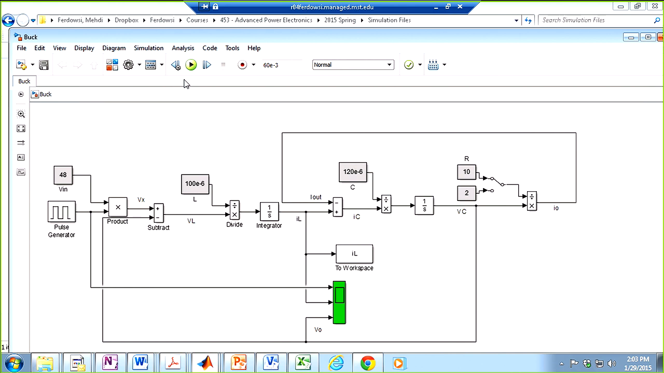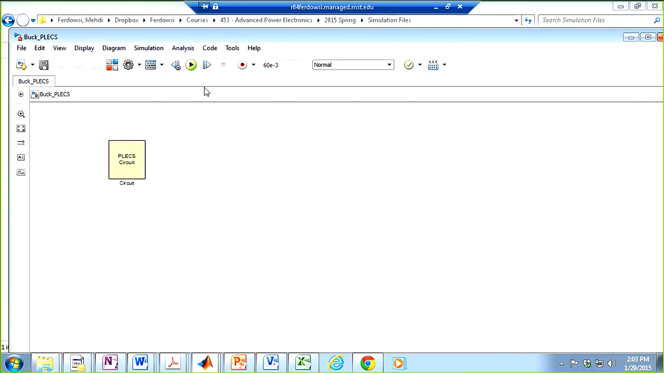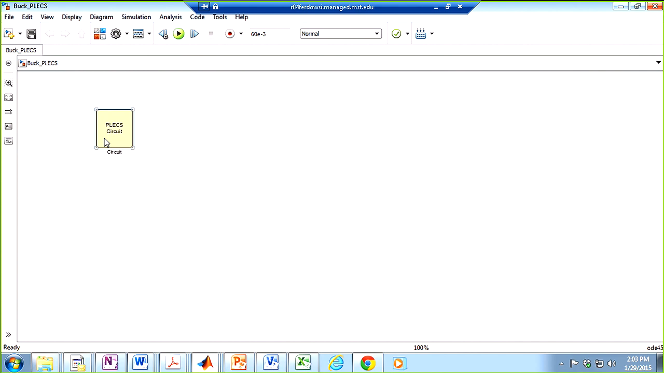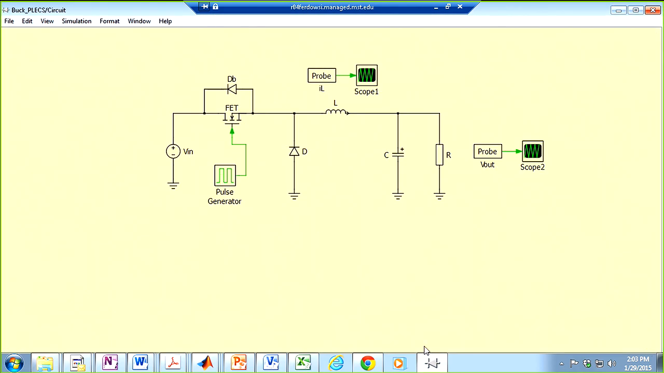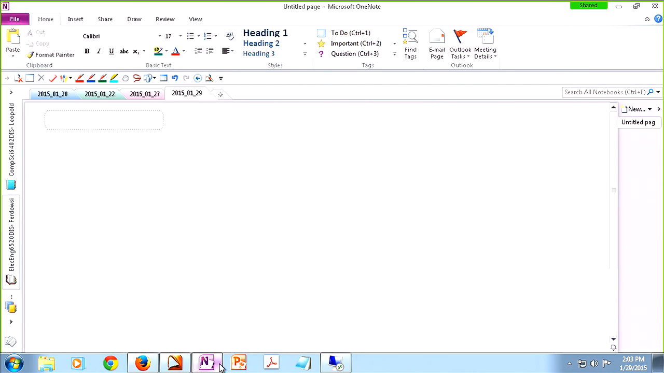And then I have another version of that which has been prepared in PLECS. We will take a look at this one as well, and I will introduce PLECS to you guys. And here is what the buck converter actually looks like. So you can actually identify a switch, a diode, a capacitor, an inductor, and things like that. So let's look at some mathematics behind these models and how I got these models.